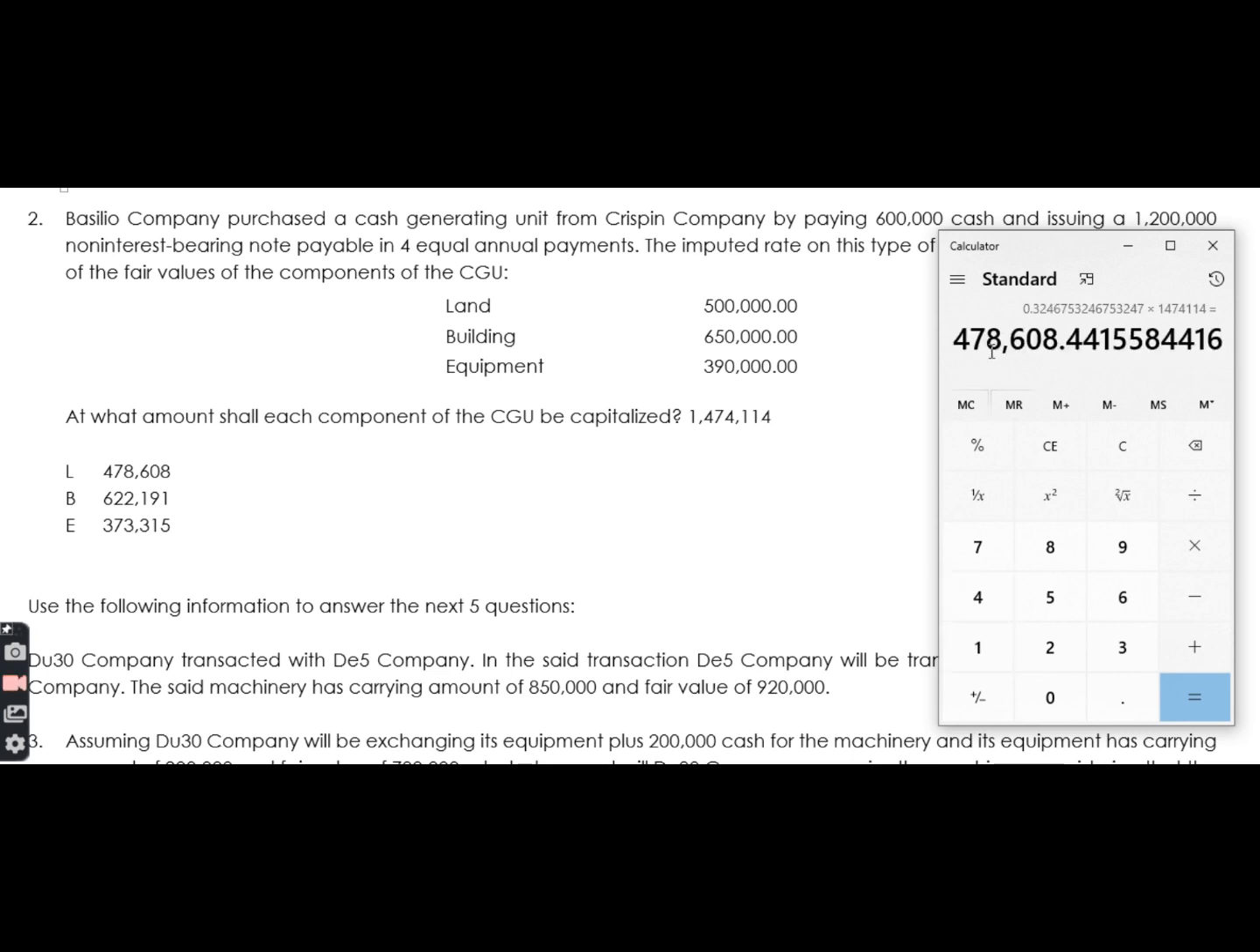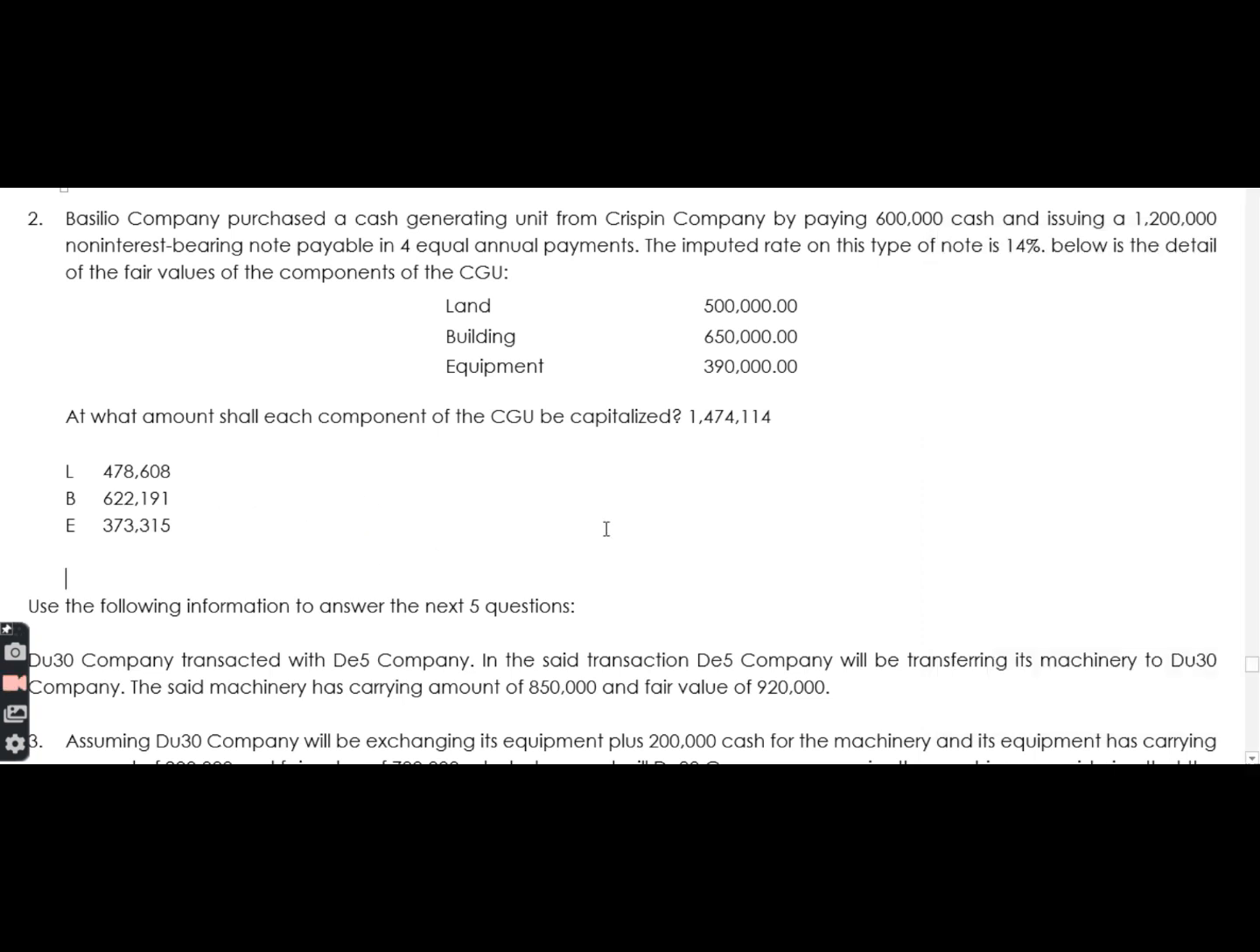1,474,114. So, ito yung capitalizable kay land. So, yun yung amount. 478,608. Yung kay building, 650 divided by 1,540. Tapos, multiply natin ng 1,474,114. So, ito naman yun. 622,191. Tapos, yung huli, 390 divided by 1,540. Multiply natin ng 1,474,114. It's going to be ito. 373,315 na lang. So, yun yung answer natin sa question number 2.